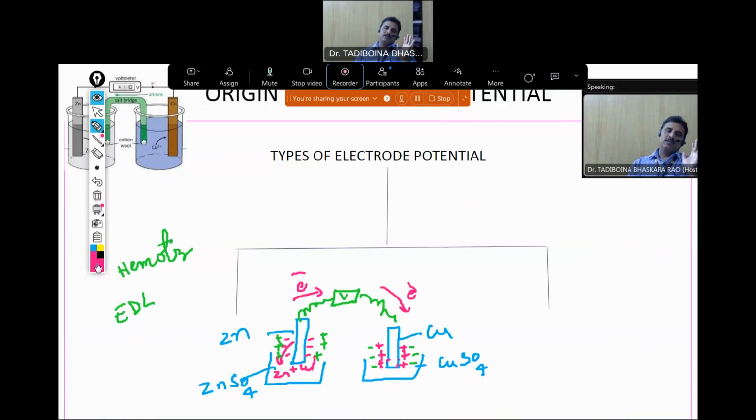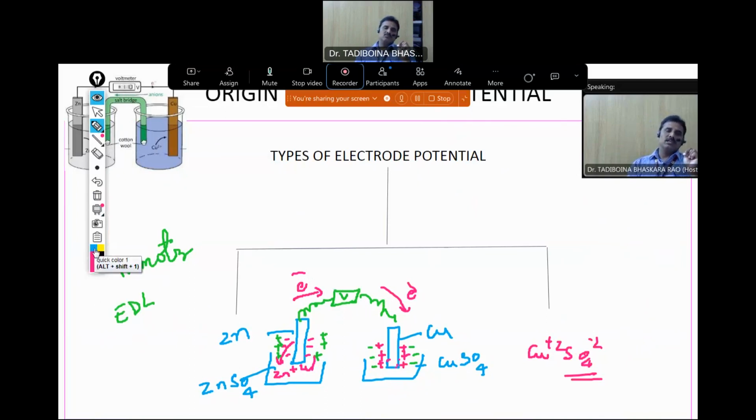So what will happen here? In the anodic half cell, the number of zinc plus 2 ions is more. That means overpotential is developing here, the cation overpotential. In the same manner, in the copper sulfate, copper plus 2 and sulfate minus 2 ions are present. Copper plus 2 ions are depositing on the copper rod, and only sulfate ions are remaining in the solution. Thus, the number of sulfate ions will be more.